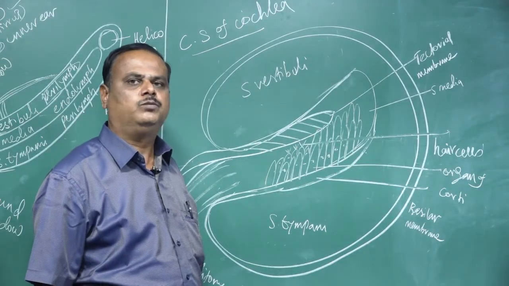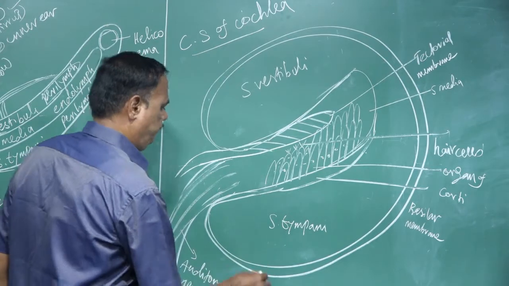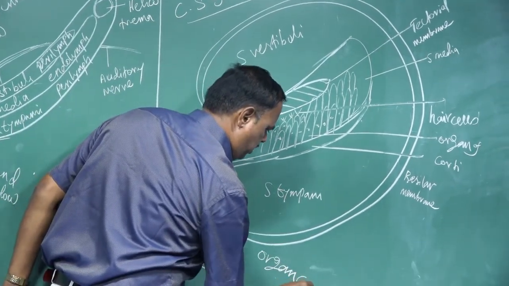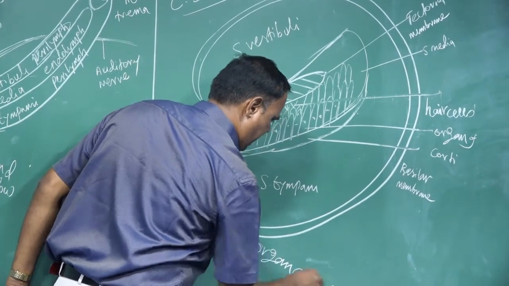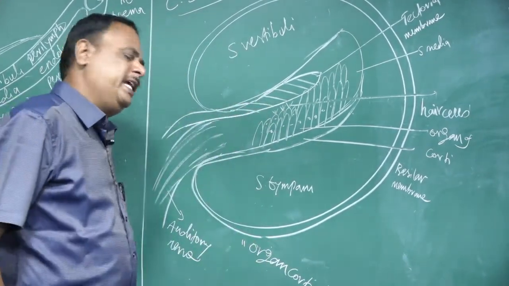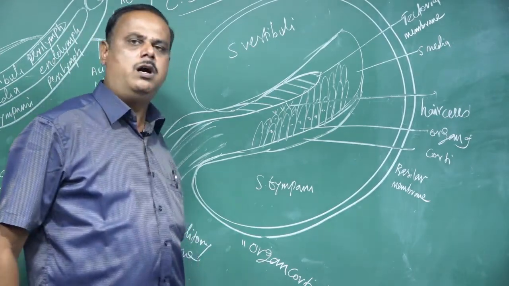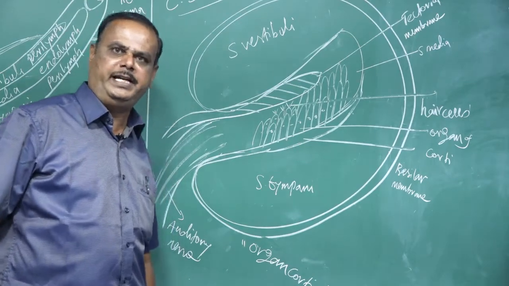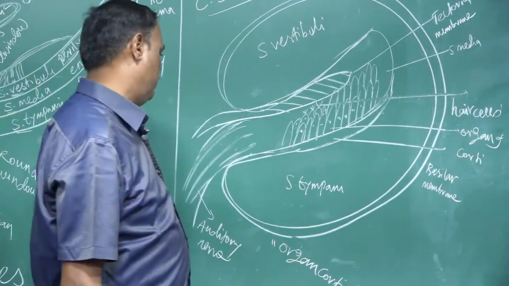Next we go for the organ of Corti. The organ of Corti is the actual hearing organ of the ear. We will learn what the organ of Corti is, where it is located, and what its use is.